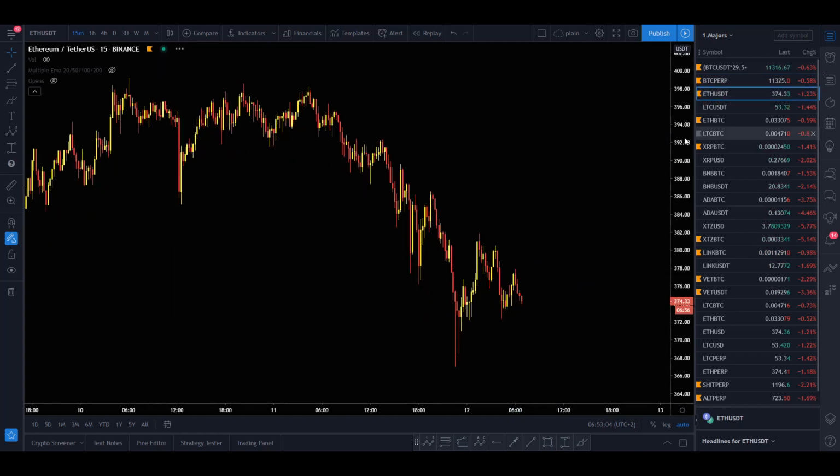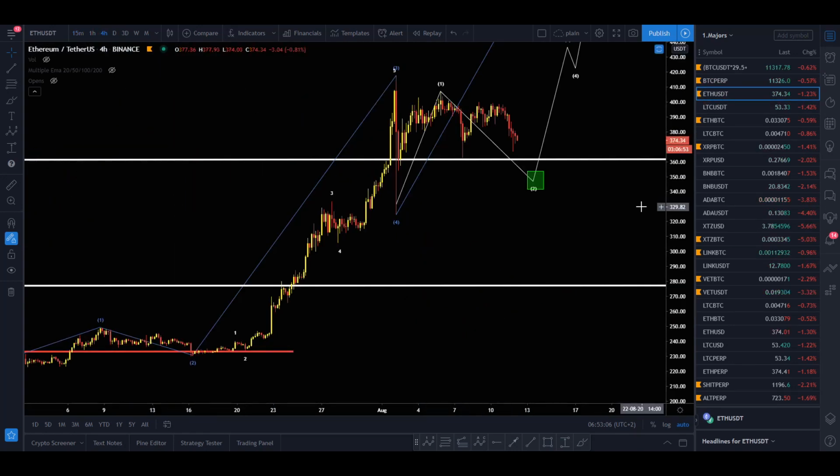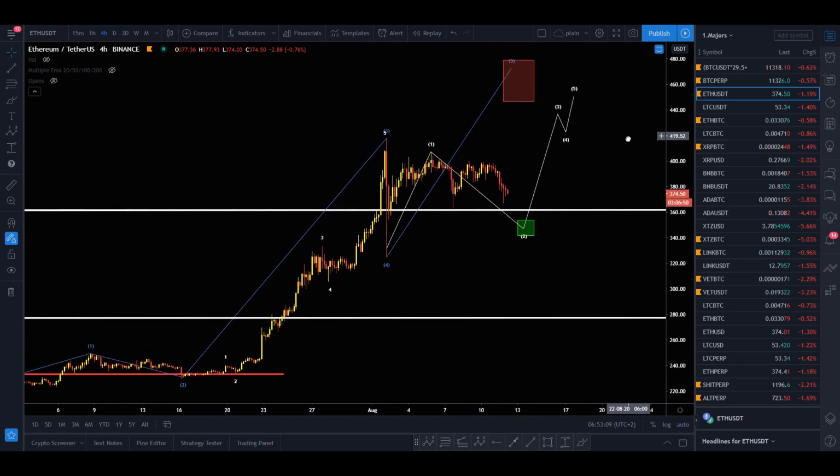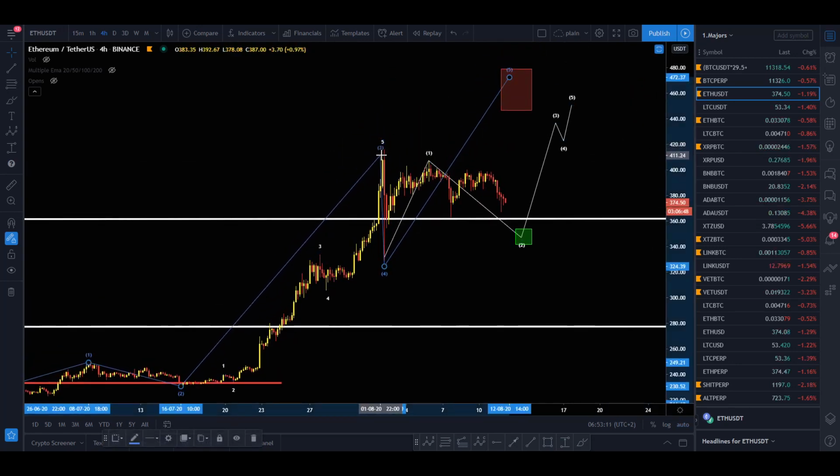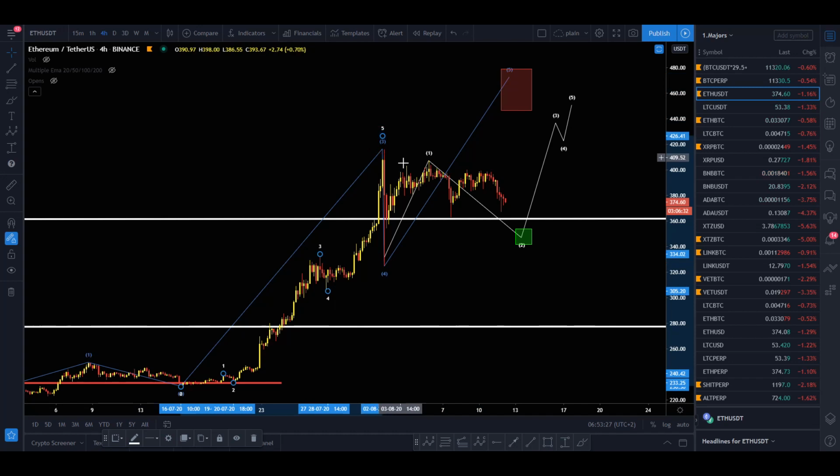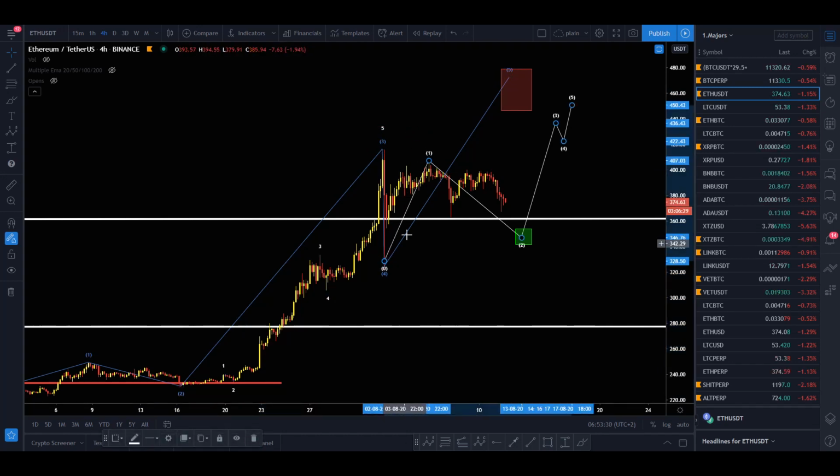Quick look at the end at Ether, because it has a bit different structure in my opinion. Blue 3 was in Ether, in Bitcoin, ending somewhere over here. It is not possible in my count for Ether, so it looks a bit different. Ether could be doing the move I showed you as bullish alternative for Bitcoin, meaning it doesn't make such a big correction here.